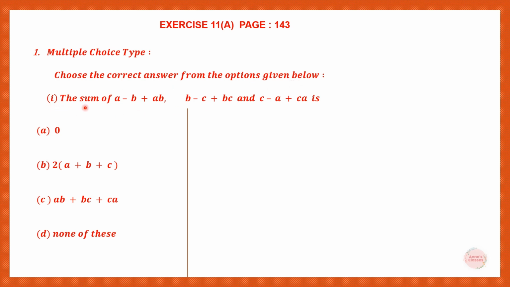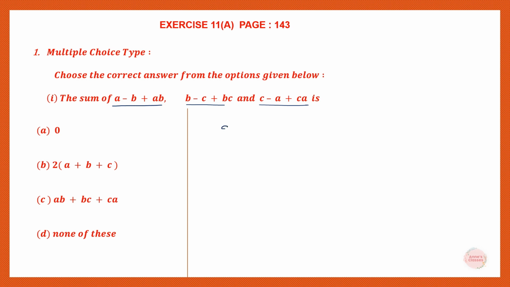So the first question is the sum of these three polynomials. So here we have 1, 2 and 3. The sum means when we add up these three, which one of these options is our answer is the question. So let's add this up.